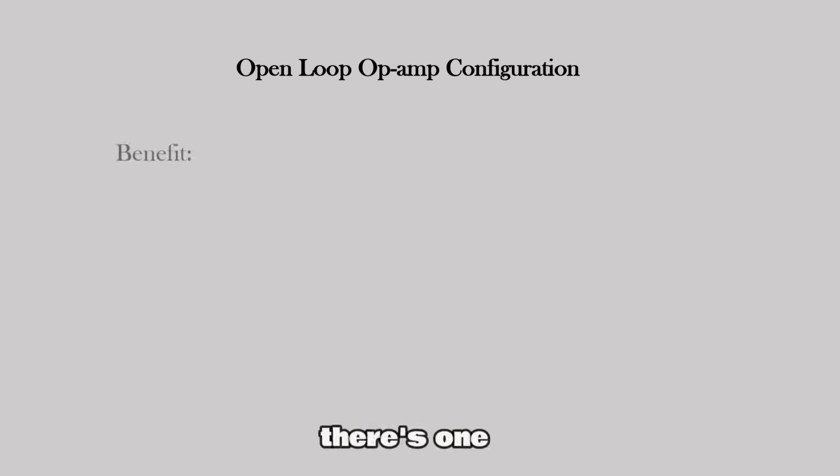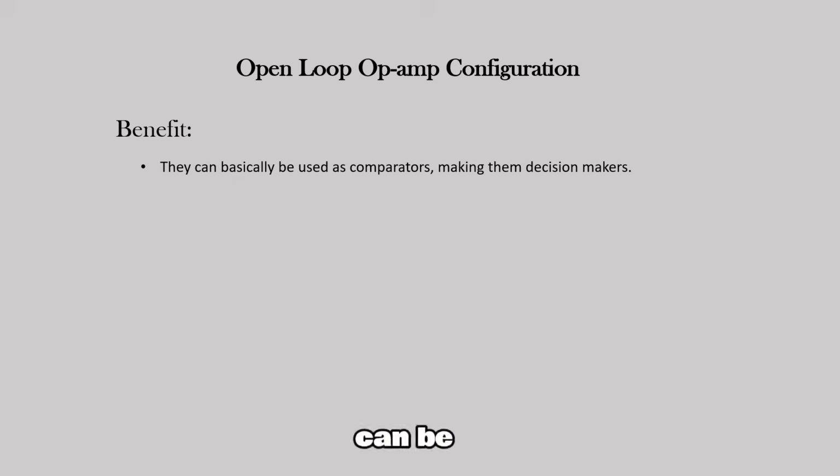So what are the benefits of the open loop configuration? There's one basic benefit, and that's that they can be used as comparators. Okay, they can be used to make decisions. Alright, so once a difference is noticed between the non-inverting and the inverting pin, and of course, if the non-inverting is greater than the inverting pin, an output will be given out. If the non-inverting is less than the inverting, you would have no output voltage on the output, or you have 0 volts on the output. Alright, so you could build a structure around this concept to help a circuit make certain decisions.